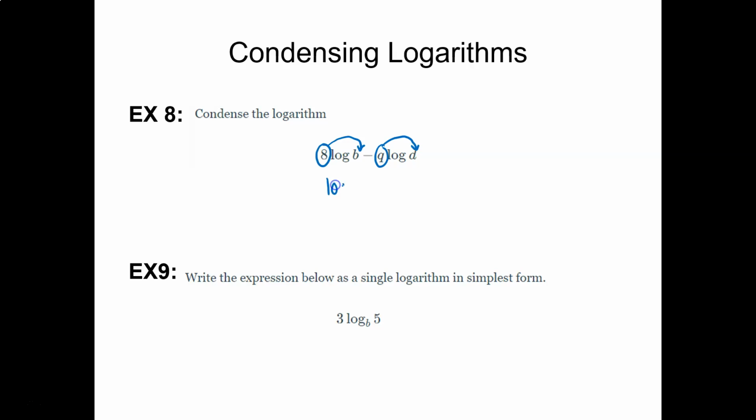So we would have log of b to the 8th minus log of d to the q. And then I've got minus between. What is that going to become whenever we condense? What operation do we use there? Divide. So we will have log of b to the 8th over d to the q power. And that is what you're going to type in your Delta Math.